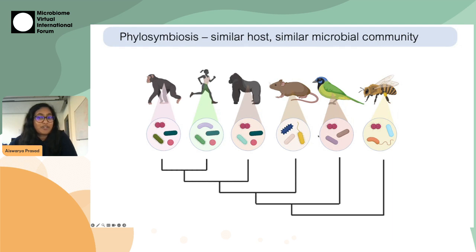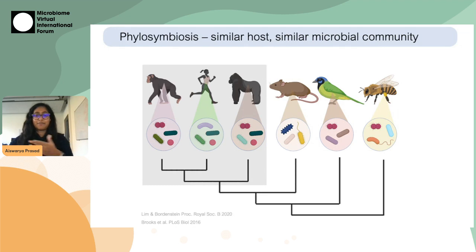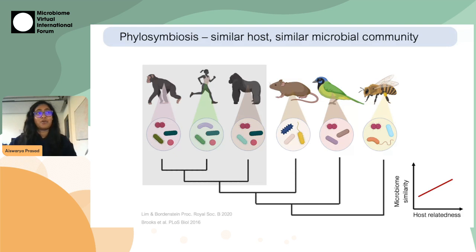A useful framework to look at this is phylosymbiosis, which describes a pattern where more closely related hosts have a more similar microbiome composition. This pattern has been observed in many animals, including mammals, rodents, and primates, and also in social bees. This describes a pattern at the level of the community, but these are driven by the individual members that make up the community.